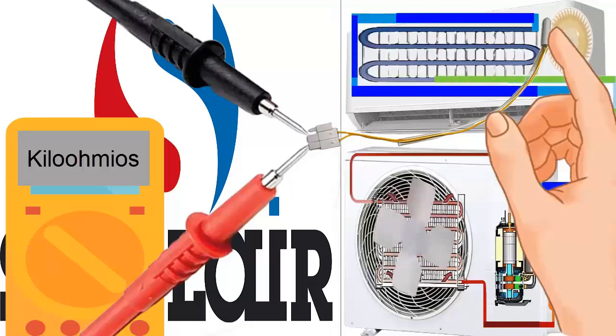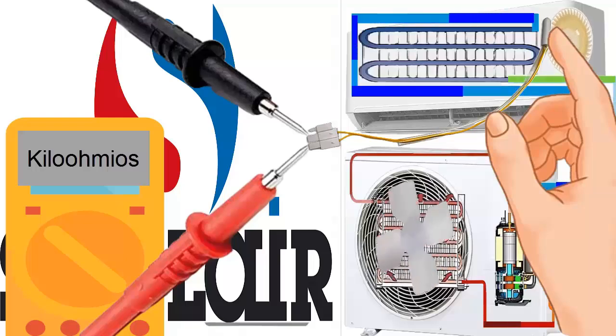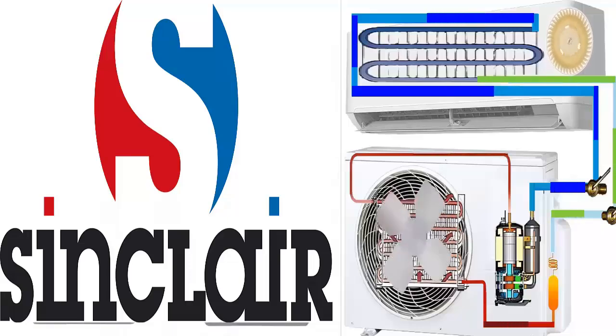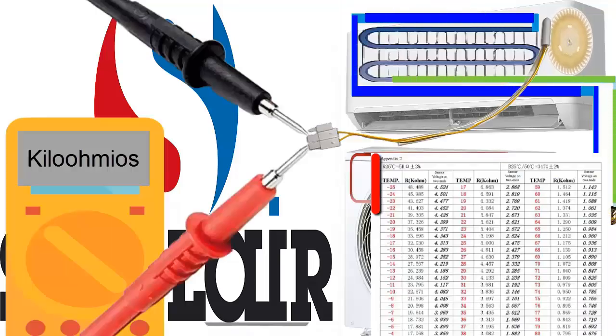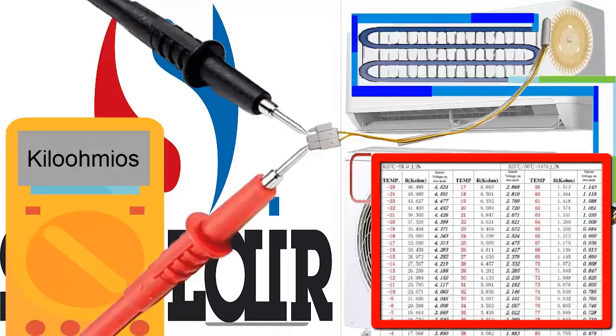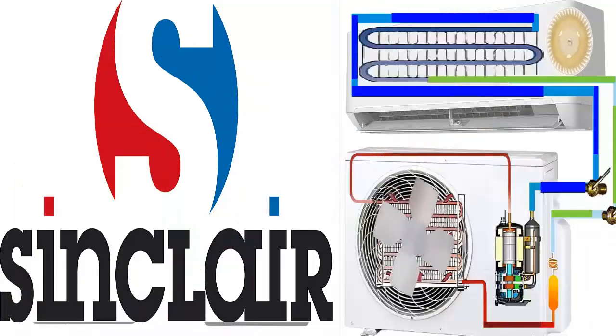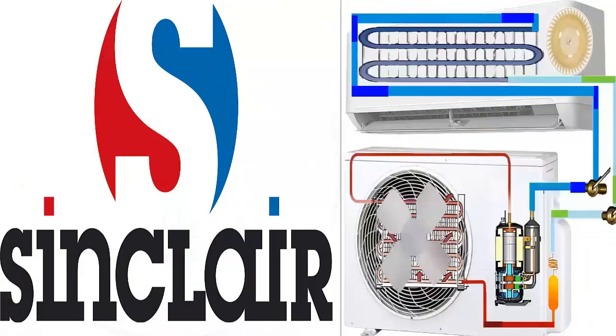Remember that when rubbing the sensor with your hand, the resistance value should decrease. Otherwise, replace the sensor. 7. If you have the equipment manual, compare the measured value with the sensor specification table. If the measured values are incorrect, replace the sensor.